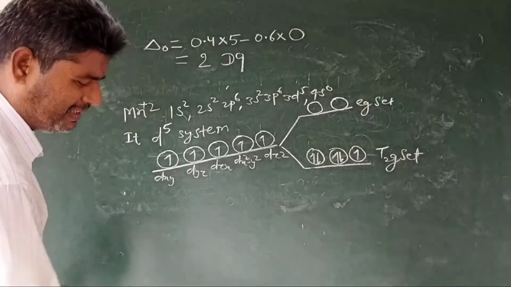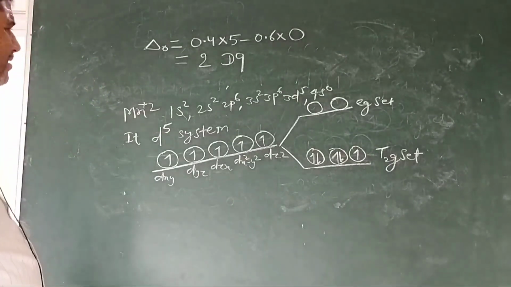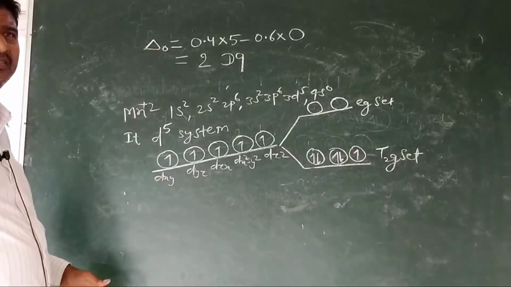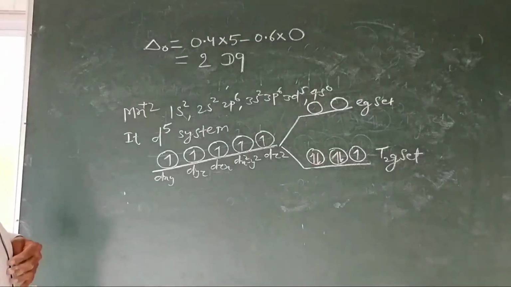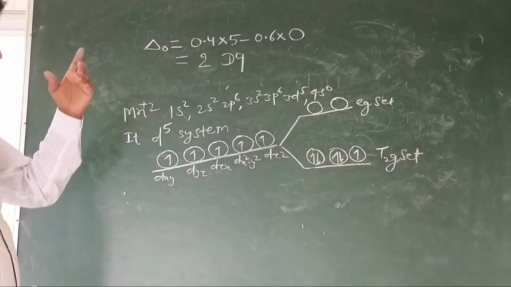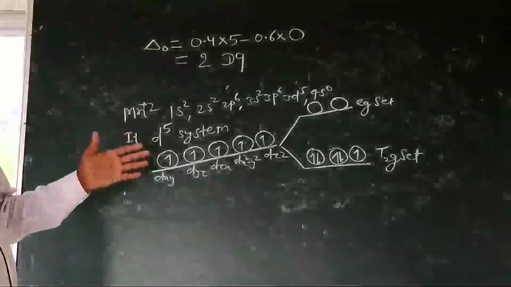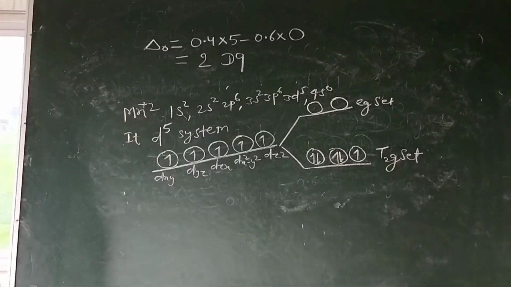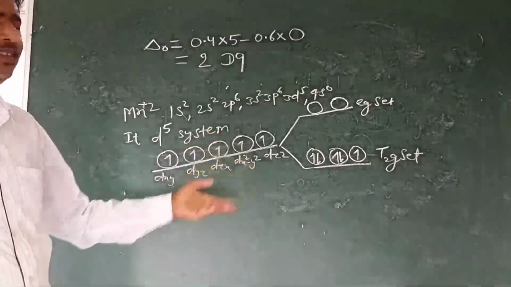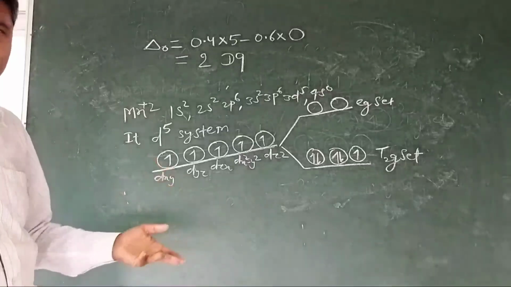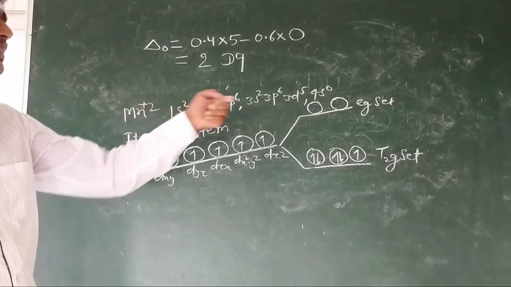So for any octahedral complex, the same manner is used. But you have to pay individual attention to the nature of the ligand. If the ligand is strong, the t2g state is completely filled. After that, electrons will enter eg.